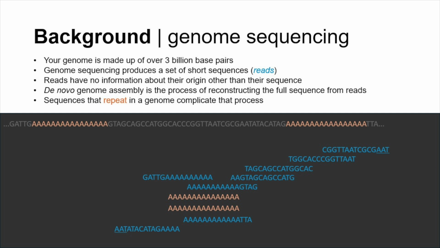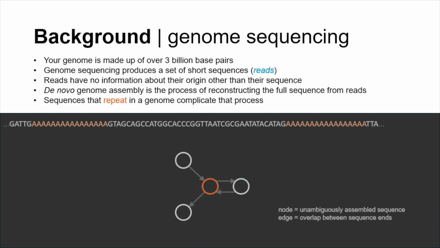And one way to represent that is as a graph. So in this case, we start with unique sequence. We go into that repetitive A sequence. We go out into something unique, which is that piece in the middle. Then we come back to the A's, and then we carry on. So you can represent the assembled sequences as a graph.